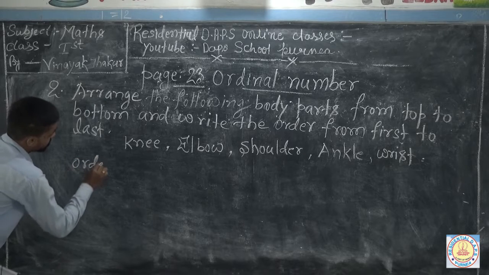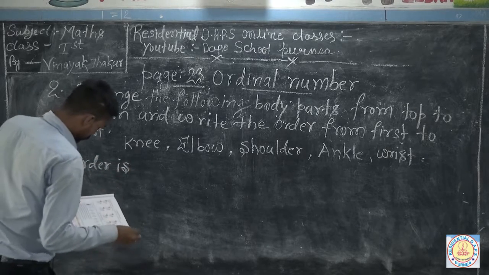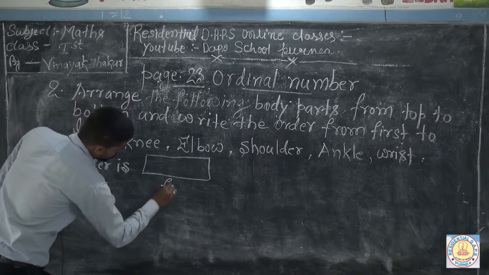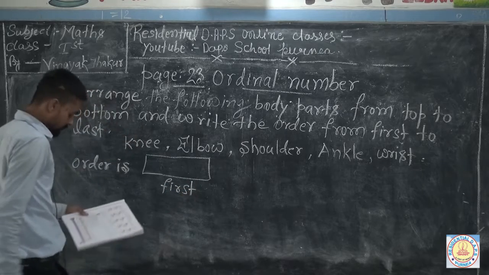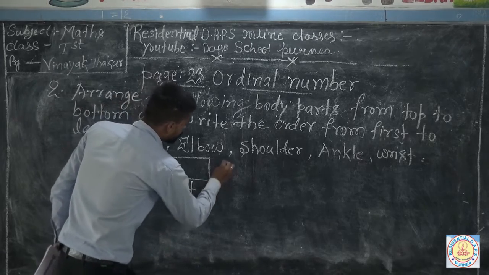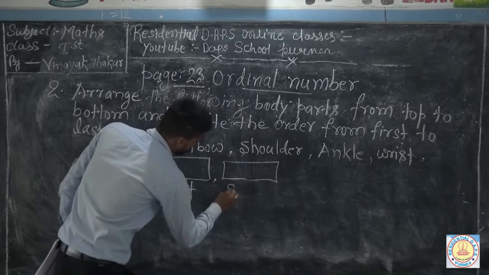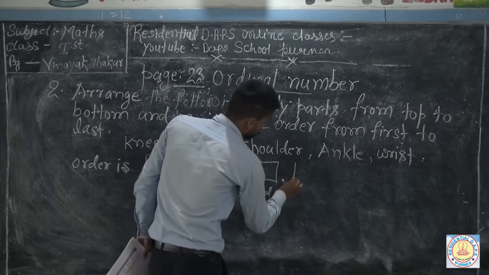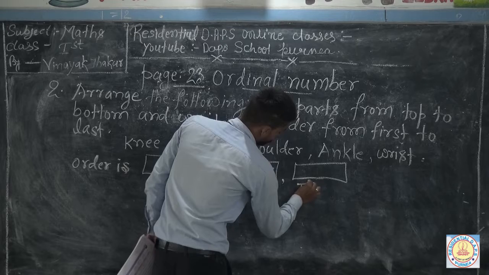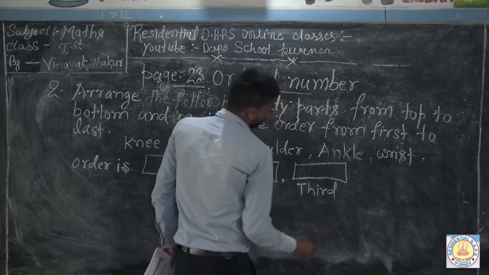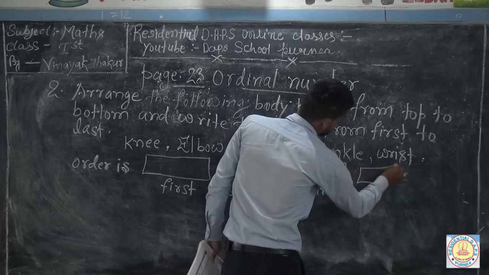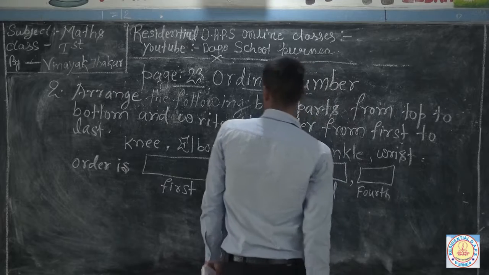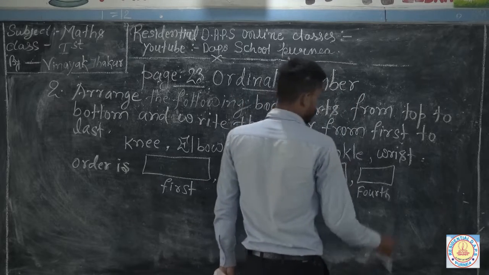The order is: first, this is your first body part, and then the second one, then I am going for the third, then fourth, and in last your fifth body part.